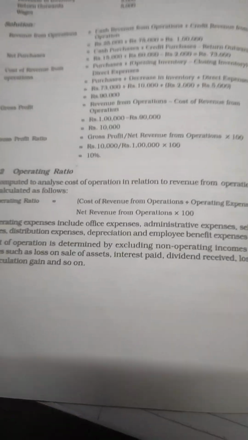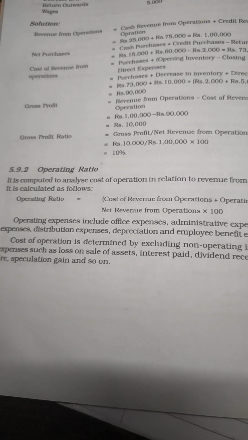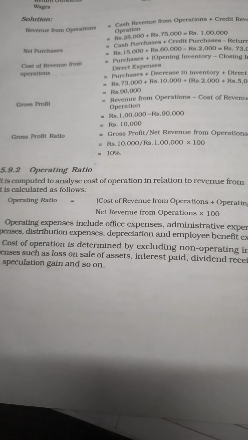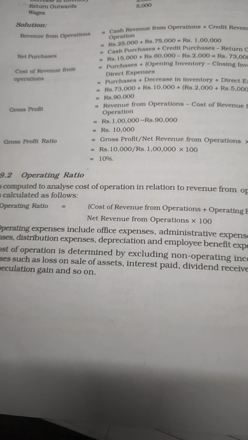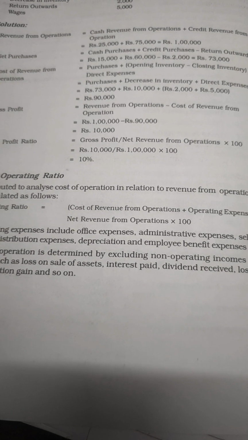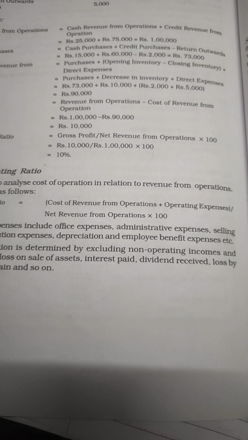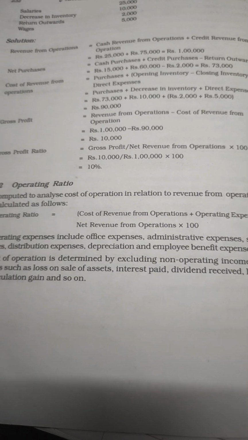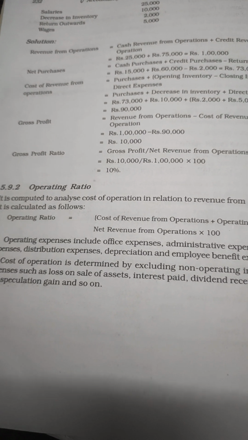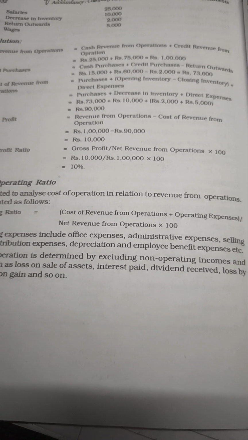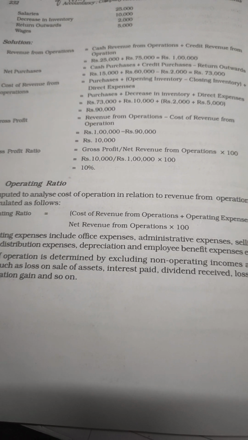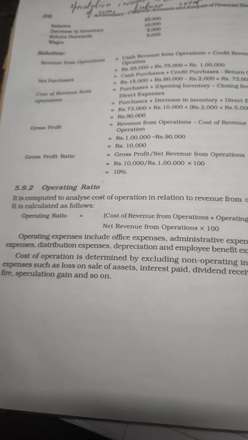Today's class is about operating ratio and operating profit ratio. Operating ratio shows the relationship between the cost of operations and the revenue from operations. That is, operating ratio is equal to cost of revenue from operations plus operating expenses divided by net revenue from operations into 100.